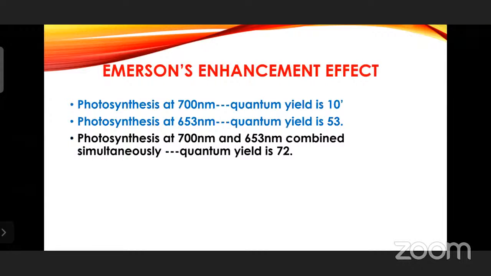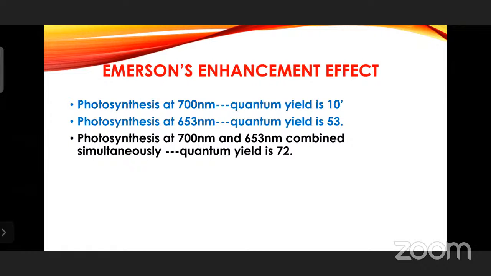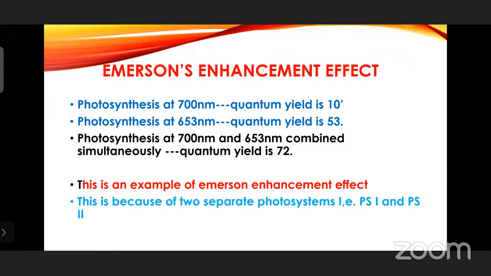But if we combine both simultaneously, the photosynthesis at 700 nanometer and 653 nanometer combined, the quantum yield is 72. That is more. This is called enhancement. By simultaneously carrying out photosynthesis at these two, 700 nanometer and 653, we get the quantum yield as 72. So this is an example of Emerson enhancement effect, and this is because of two separate photosystems.